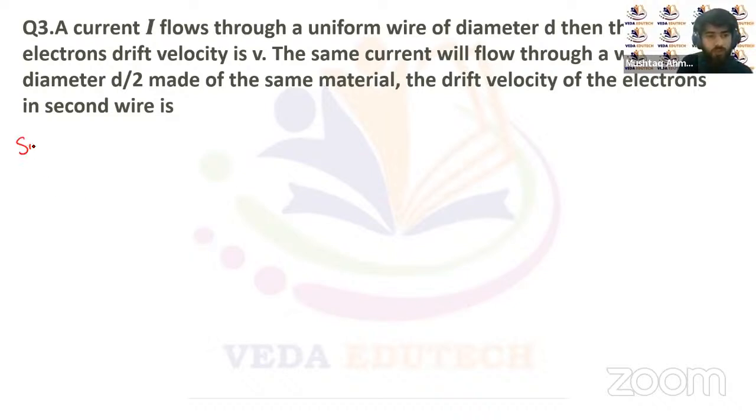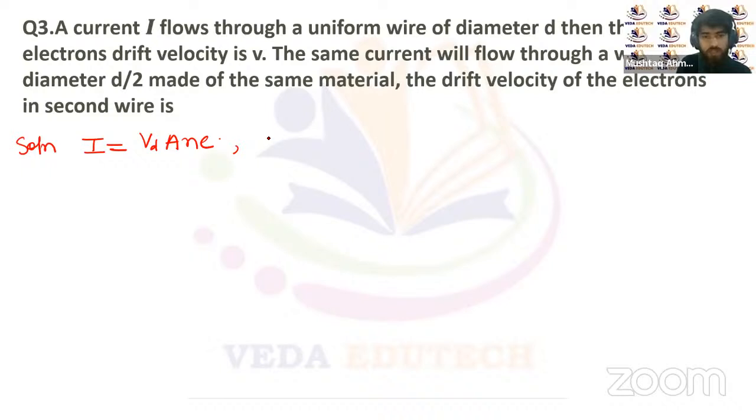We know the relation between the current and the drift velocity: I equals A times Vd times n times e, where A is the area of cross section, Vd is the drift velocity, n is the number density, and e is the charge of the electron. Now, the question says that a current I flows through a uniform wire of diameter d. Then the electron drift velocity is v. The same current will flow through a wire of diameter d by 2 made of the same material. The drift velocity of the electrons in the second wire is?